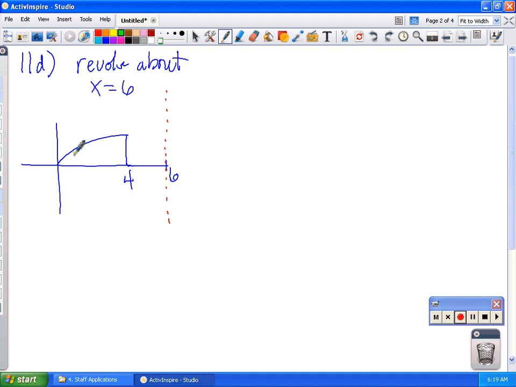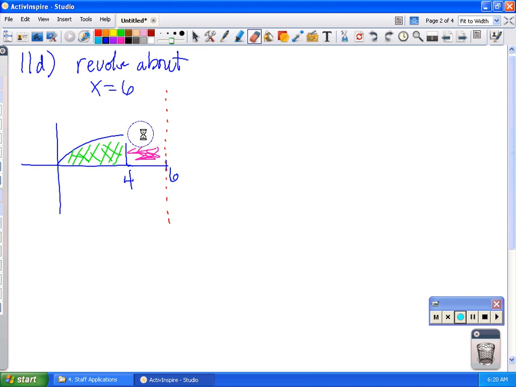We're revolving the same region, but this time notice that there is a big space in between the curve, or the region that we're revolving, and the axis of revolution. So that space is right in there, and that's what's going to generate a hole.